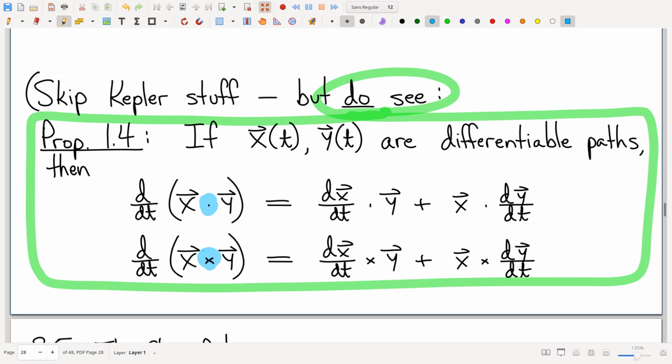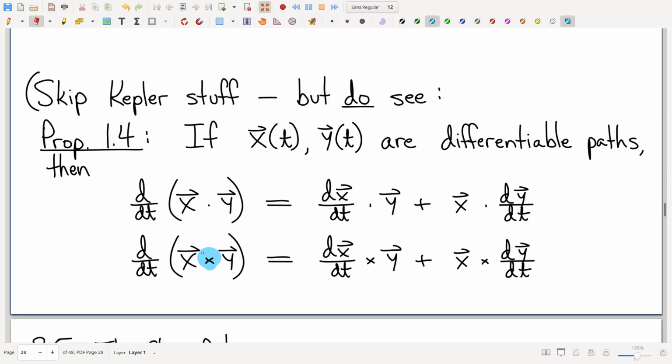You'll notice they look just like you would hope. If you had to guess, naively, without working it out, what these were going to work out to be, I think you'd probably guess these. And they do work. It's fine. So anyway, that just needs to get said. And all the rest of the stuff in the Kepler section you're not responsible for and should look at only to the extent that you're curious.